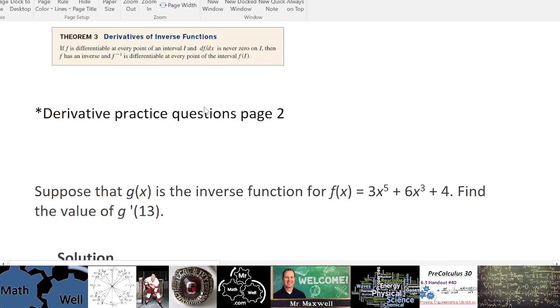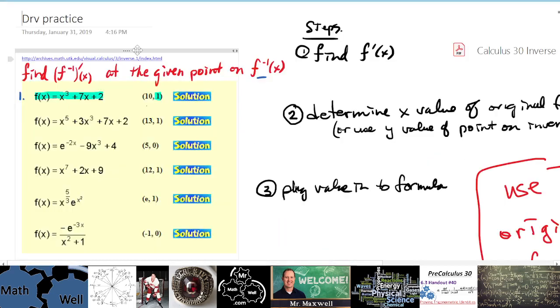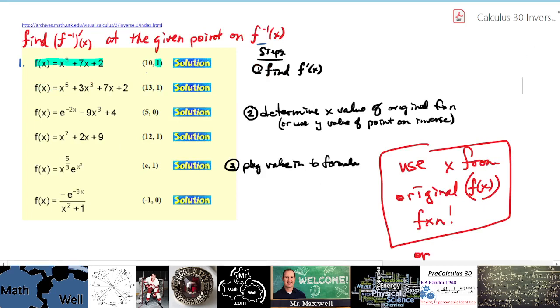Okay. Let's keep going. Derivative practice questions, page 2. All right, so we're going to work on these questions here. Now, here's an example. I have an original function, f of x. It's x cubed, a cubic function. It might look something like this, like that. I don't know exactly what it looks like, but we want to find the value of the derivative of the inverse of this function.